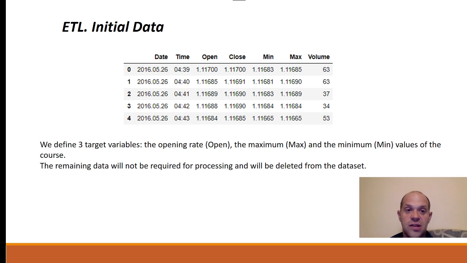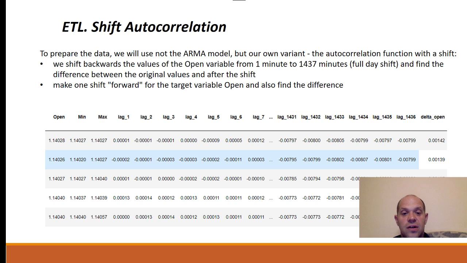On this page we can see our initial data. We have a data set with 7 columns. We have 2 columns about date and time, and also we have the columns with open rate, close rate, mean rate, maximum rate, and some information about volume. We don't need volume columns, and these columns will be deleted from our data set. We will work only with the date column, time column, open column, min and max columns. Close is also unneeded for us.